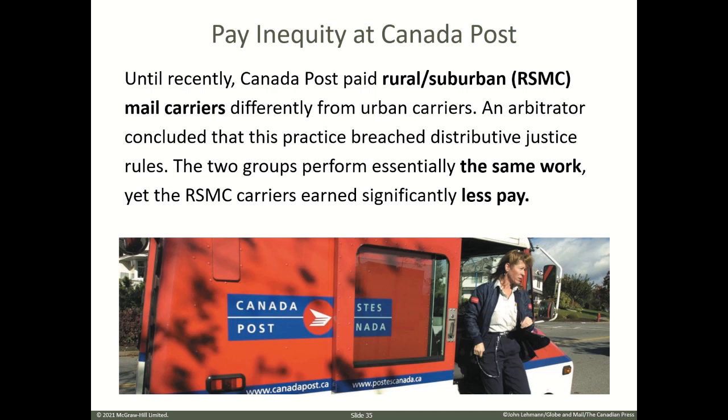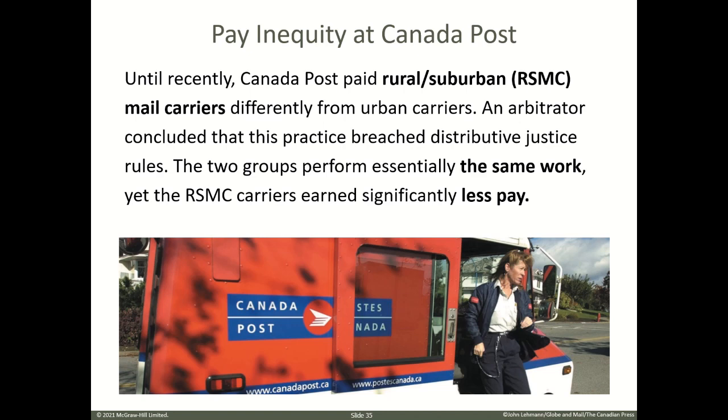Now, this is one of the examples of pay inequality or inequity at Canada Post. Until recently, Canada Post paid rural suburban RSMC mail carriers differently from urban carriers. An arbitrator concluded, arbitrator meaning the person who is between the two parties and is going to solve the case, that this practice breached the distributive justice rule.